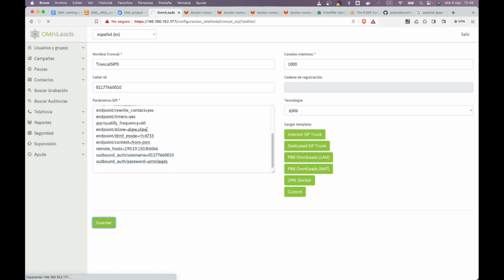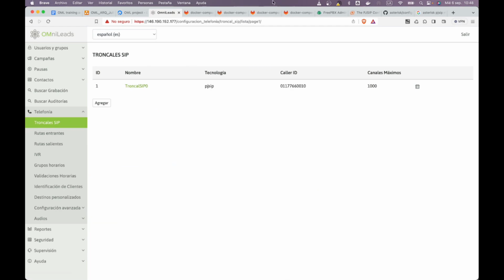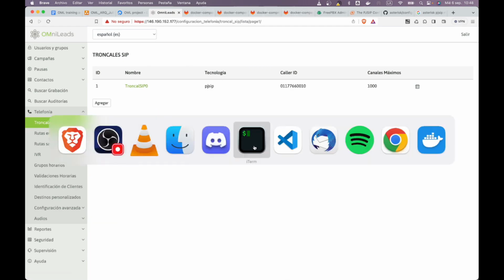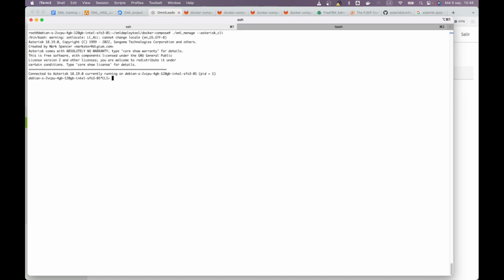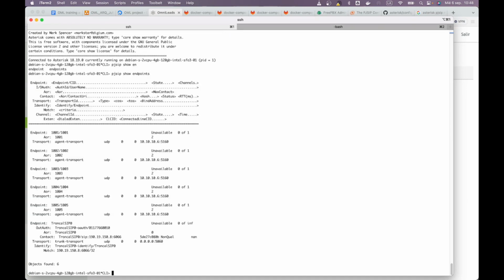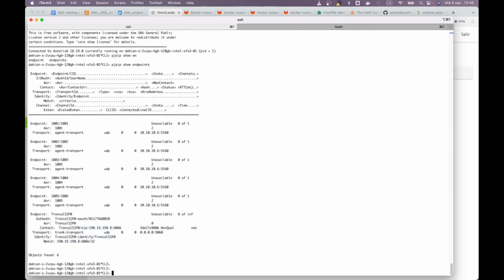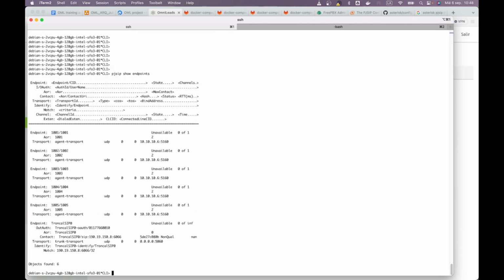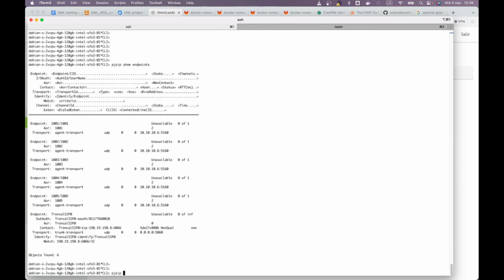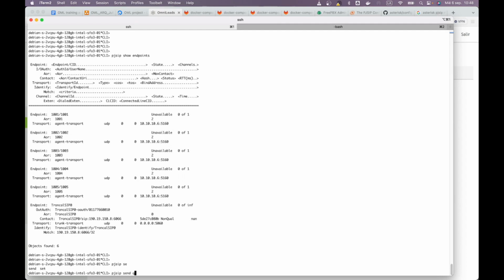So in my case, I have my trunk like this. What I can do to see if this is registered, if it's all right, is to access the Asterisk CLI. And here I can do a PJSIP show endpoint, and it's going to show my trunk. If it's unavailable at the moment, this is going to send some packets to hurry the process along. I can do this.